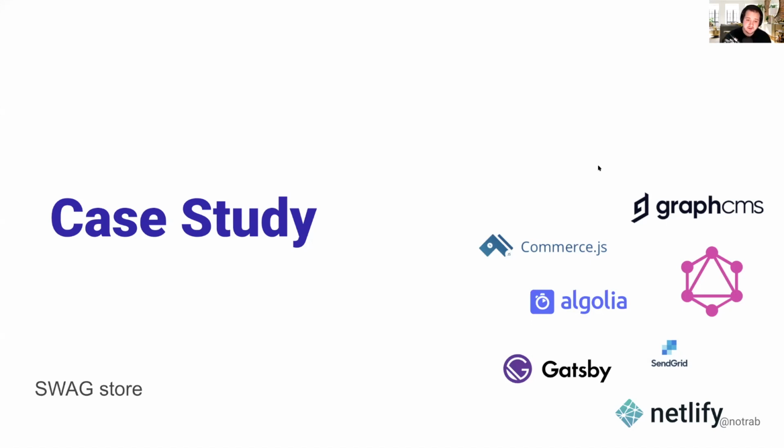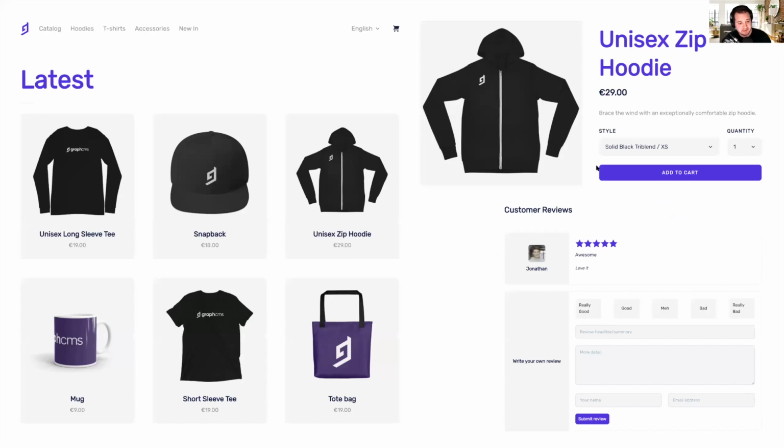So there's a lot of things going on here. In this specific case study that I built with a colleague, we built a swag store and we really tried to limit the amount of services we used, but we wanted to use the best services in the industry for each of their areas. So this is a swag store that we built. It's built with Gatsby and it uses all of those services.